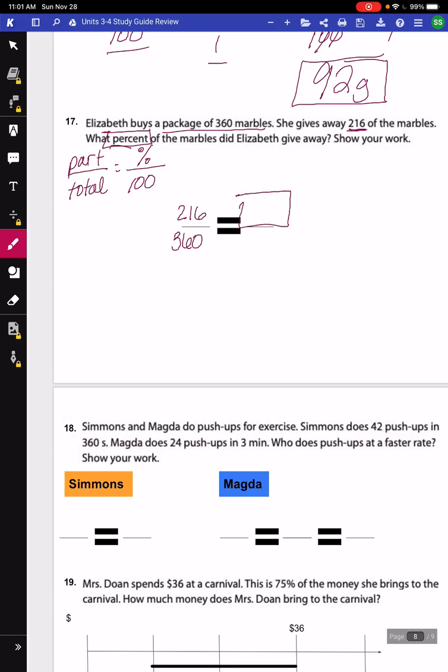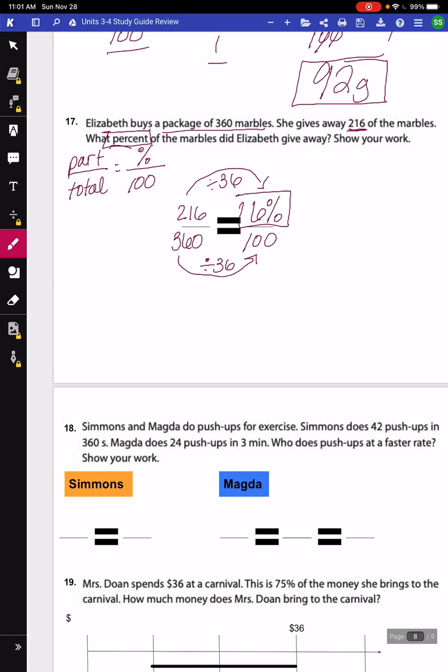So this is what we're looking for. And we know percent is out of 100. So what do I do to 360 to get 100? Divide by 36. What do I do to the bottom? Do the top. So 216 divided by 36 gives me 6%.